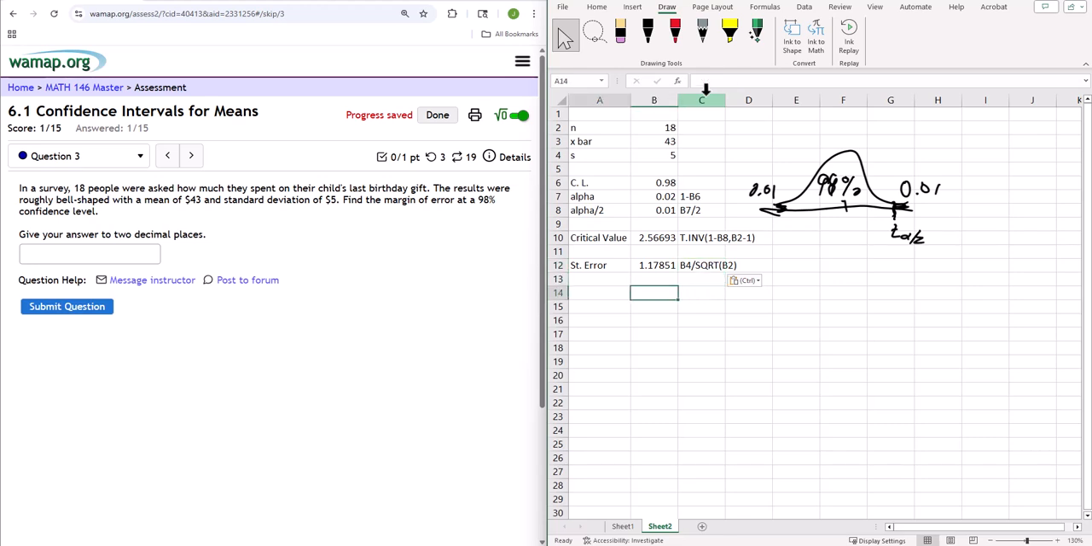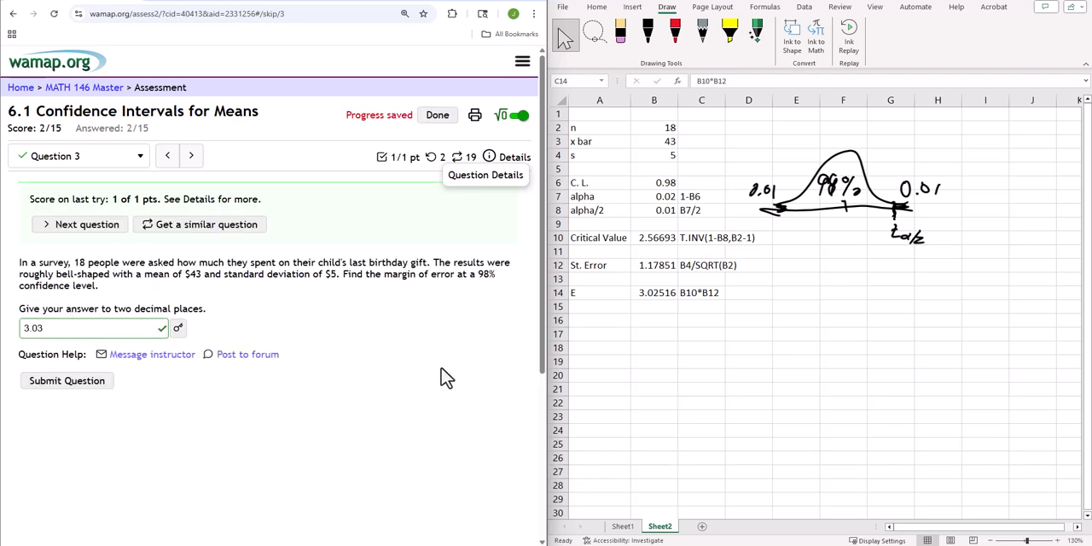Now we were looking for a margin of error. That's actually abbreviated E. Sometimes I do M of E. And it's the product of our critical value and our standard error. And I'm going to encourage you to just let Excel do all the work. Save the rounding for the end here. So give our answer to 2 decimal places. 3.025. So that 2 is going to round up to a 3. And there we go.